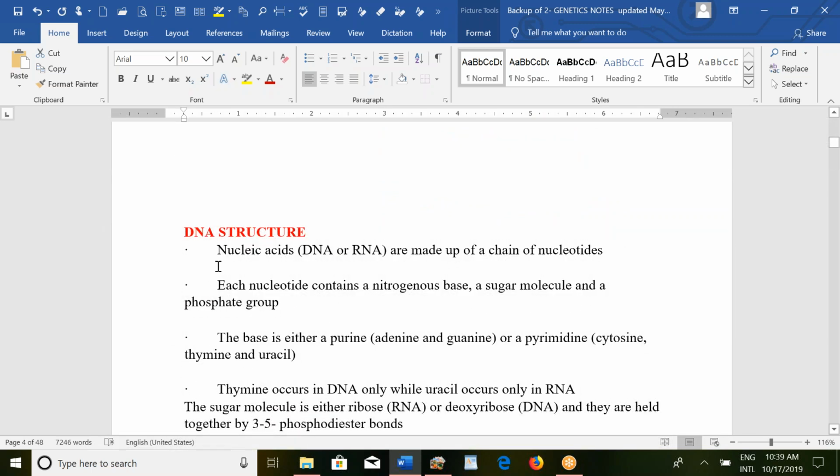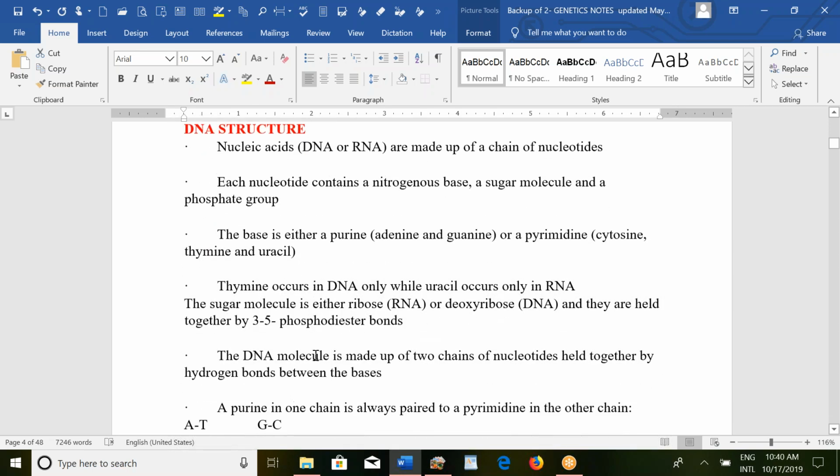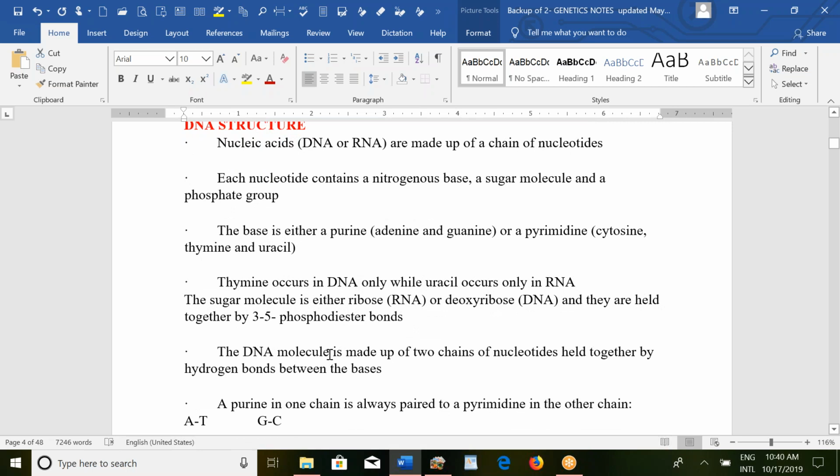If we talk about DNA structure, nucleic acids can exist as deoxyribonucleic acid or ribonucleic acid. These are made up of a chain of nucleotides. Each nucleotide contains a nitrogenous base, a sugar molecule, and a phosphate group. The base is either a purine or a pyrimidine. Purines are adenine and guanine. Pyrimidines are cytosine, thymine, and uracil. Thymine occurs in DNA only, while uracil occurs only in RNA. Some questions can be so simple: just remember thymine has been replaced by uracil in RNA.